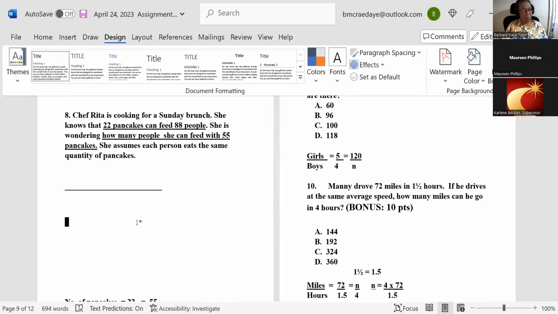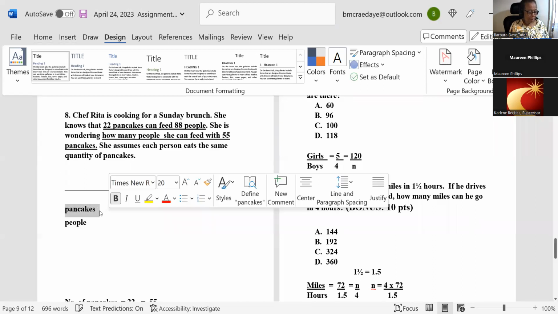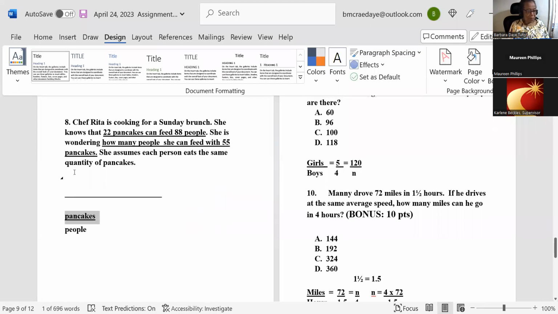Okay. It's 88 over 22. This is 22 is people. Okay, so you're putting people over pancakes? That's what you're doing? Let me see. No, I put pancakes over people. Okay, so you're putting pancakes 22 over 88, right? Or it's 22 pancakes to 88 people. So pancakes over people.